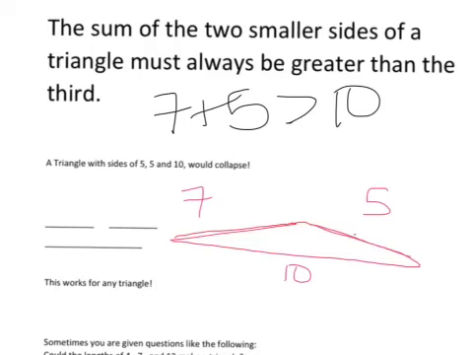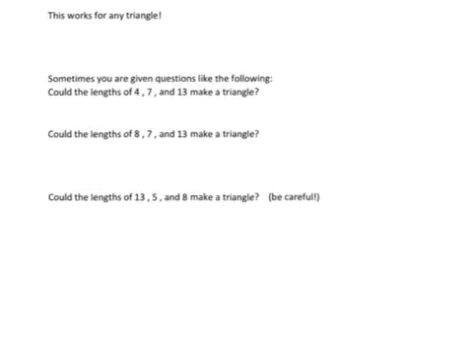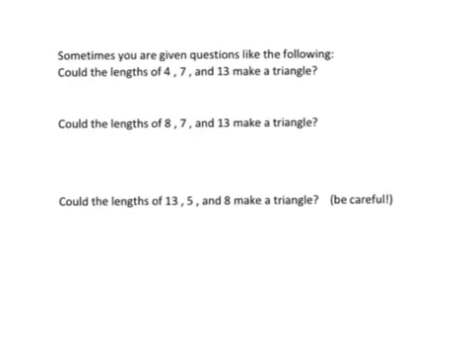Okay, we're going to take a look at another example. Sometimes you are given questions like the following. Could the lengths of 4, 7, and 13 make a triangle? So what you want to do is find your smaller sides, which in this case are 4 and 7, and you're going to add them together. 4 plus 7 equals 11, and then you're going to compare the 11 to the 13. Is 11 greater than 13? No. So you could not make a triangle.